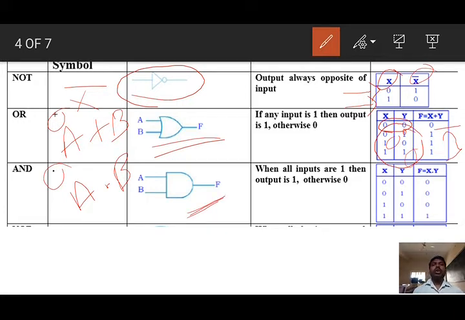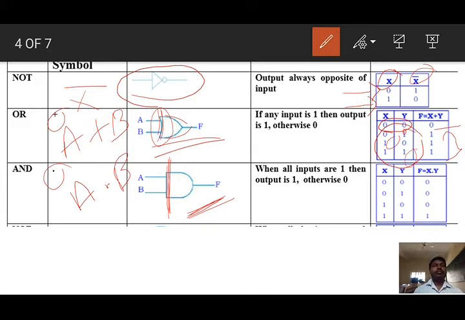Dear students, you should know the difference between the OR gate logic diagram and the AND gate logic diagram. In this logic diagram, you can check the OR gate has a slight curve here, but here it is a straight line. Understand? The AND gate looks like a D, but the OR gate is not like that, it is like a curve. You should know the difference.